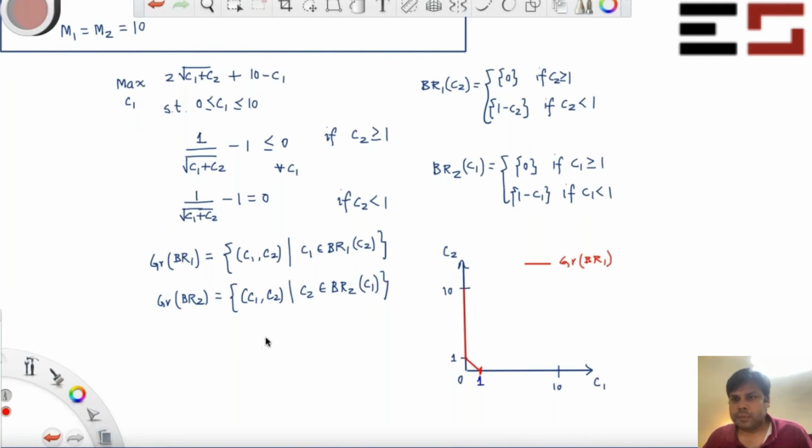Got it, sir. Now, you're going to also plot BR2. How do you plot BR2? Just exactly the same way, so I'm not going to repeat it. You can try this on your own. I'll just straight away make the graph, and you verify that this is exactly how it's going to look. Is that okay?